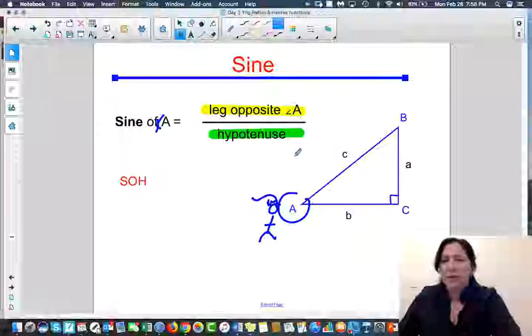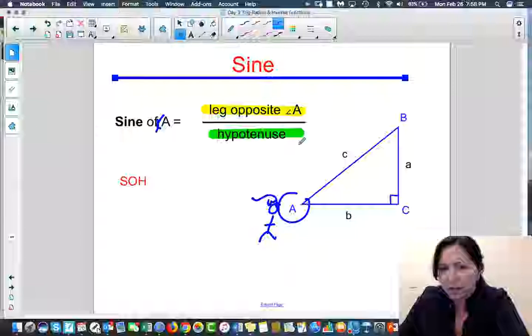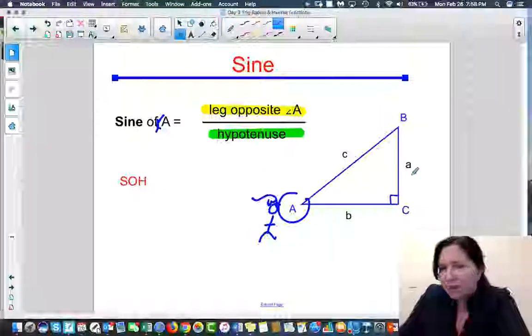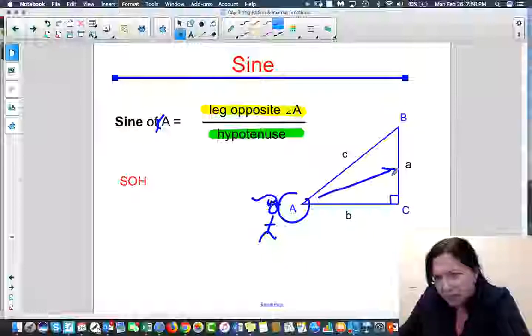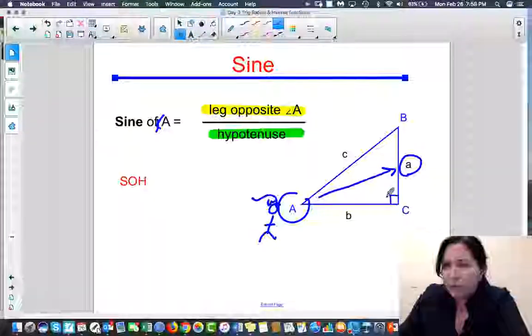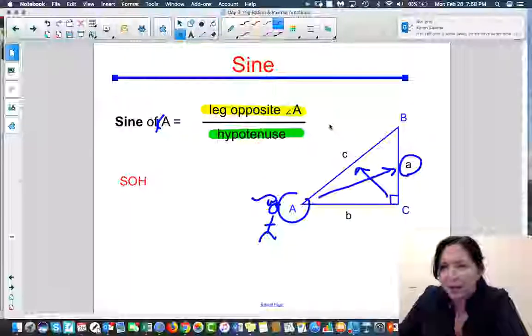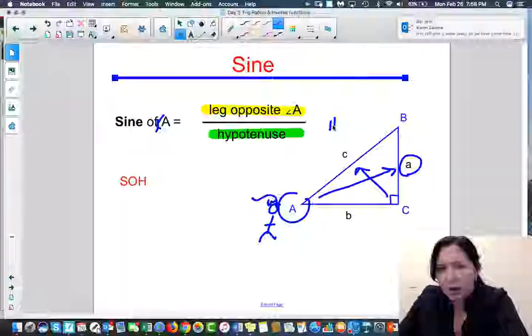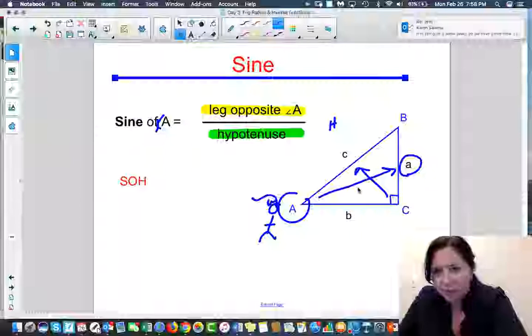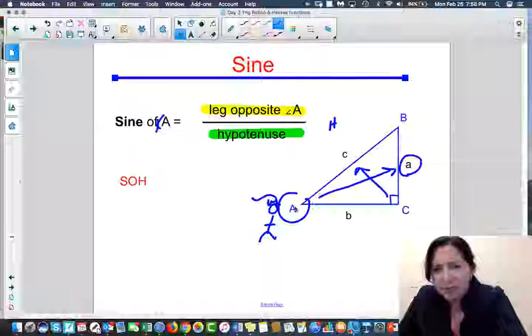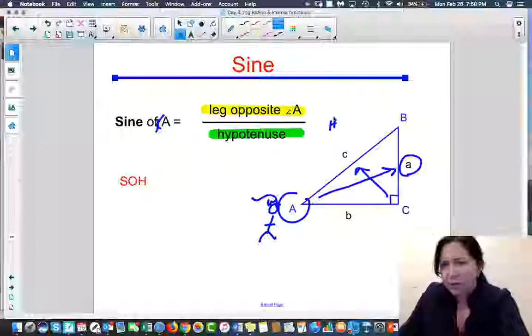Okay, and so if you're going to say sine of angle A, what you're actually saying is the opposite side of that angle. So this is the opposite side here over the hypotenuse here. Remember, your hypotenuse is always going to be opposite your right angle. Okay, so what we have is sine is opposite over hypotenuse.